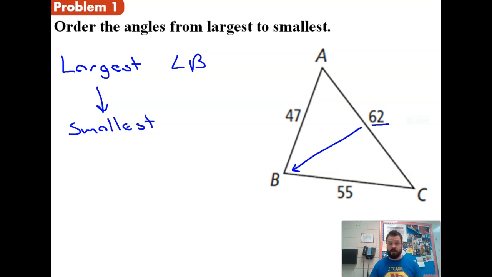Okay, next up, I'm going to do the smallest. Smallest side here is 47, meaning that the angle across from it is going to be the smallest angle, so angle C. And then in between, we've got the 55. Okay, 55 is the middle length, therefore the angle across from it will be between angle B and angle C as far as this measure goes. Okay, so if we know the sides, we're able to figure out how the angles relate to each other.